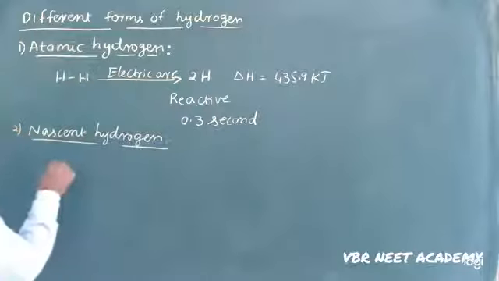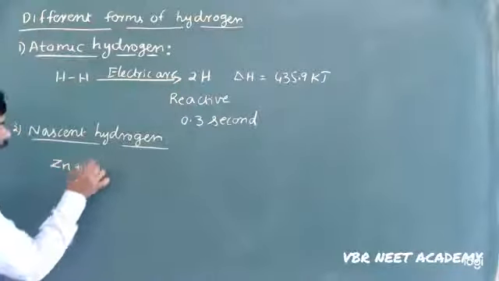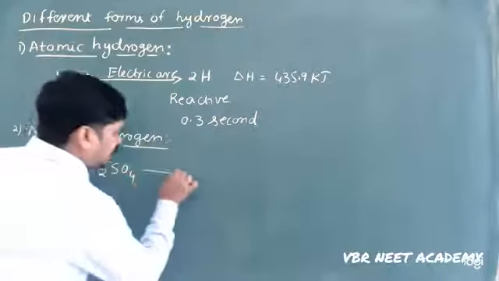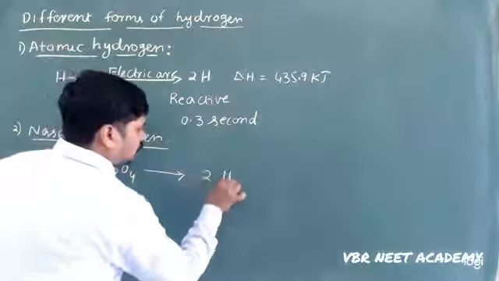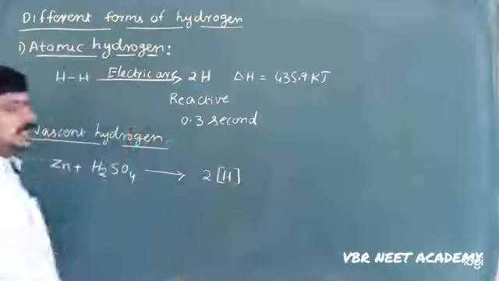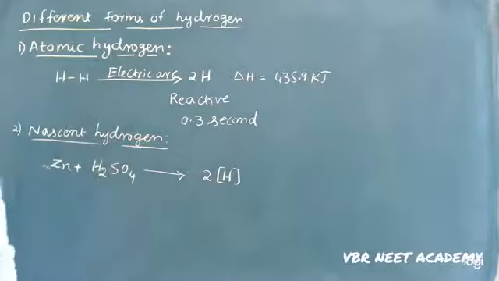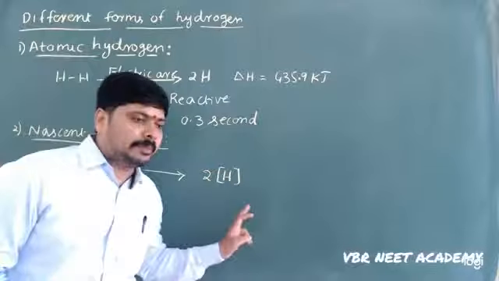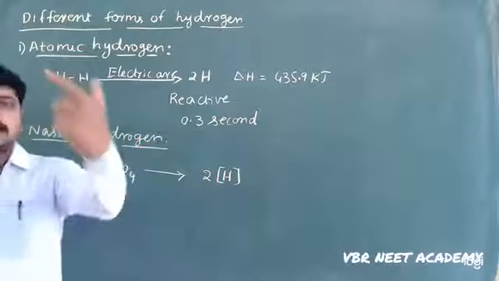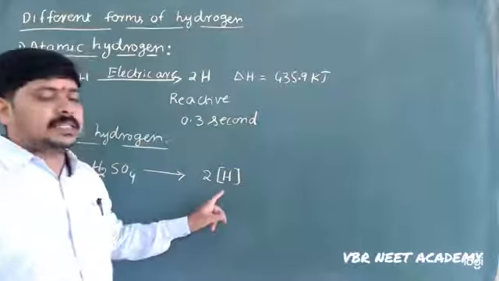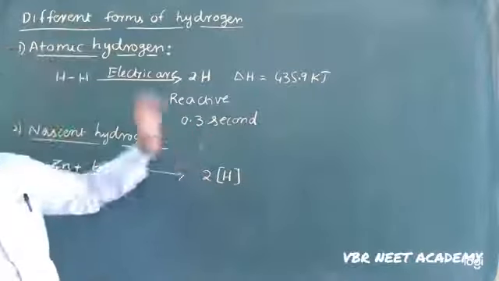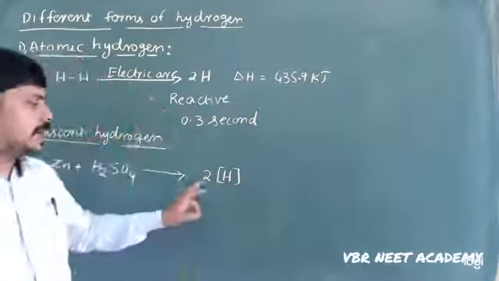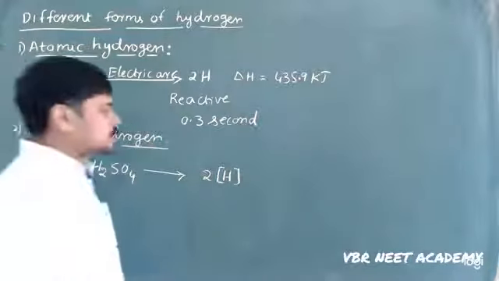So how do we get this one? When we take zinc plus H2SO4, this liberates two hydrogens which are present in nascent hydrogen form. Whenever we write a square bracket on any element, it indicates highly energized. That highly energized nascent hydrogen is more reactive. It has high reducing ability.